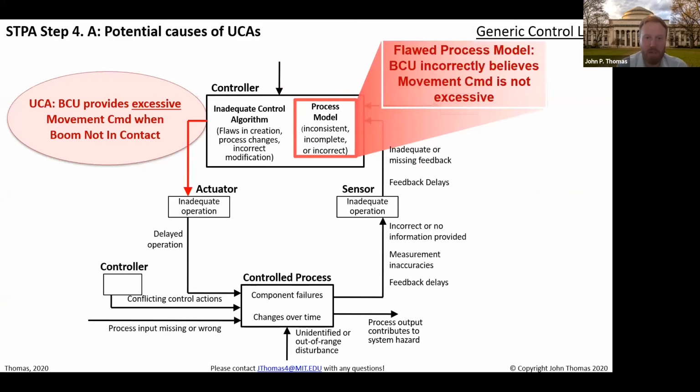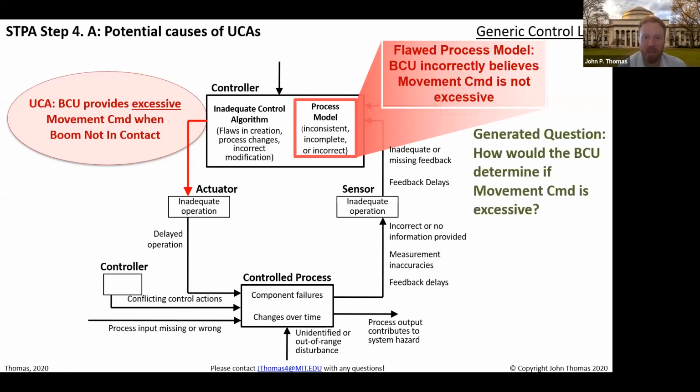Another flawed process model. Maybe we incorrectly believe that the movement command is not excessive. Look at the underlying part of the UCA. How do we figure out if a movement command is excessive or not? It turns out it's not just a fixed constant that never changes. We have to do some calculations. So the generated question, just like all of the others, is how would the BCU determine if movement is excessive?